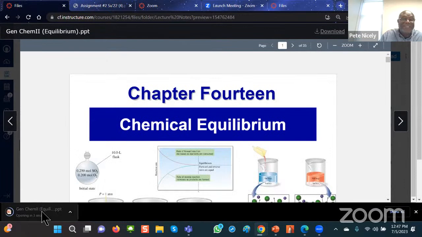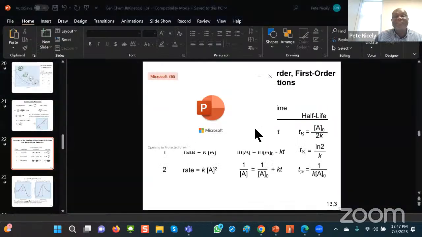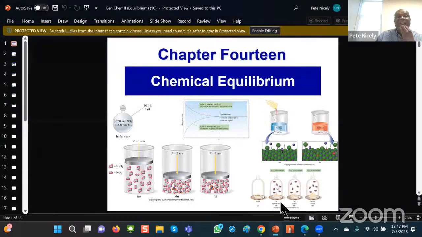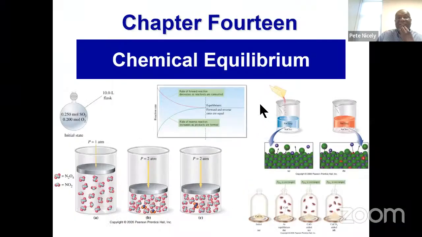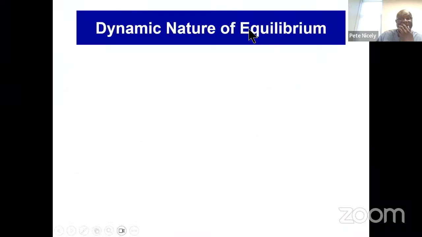Okay, so the next chapter, as I said before, is dealing with a very important concept, chemical equilibrium. We kind of touched on it earlier when we looked at one of the problems in the last assignment, but we're going to get into it in more detail here. Let me open this up. Okay, so let's talk about chemical equilibrium, what it's all about.